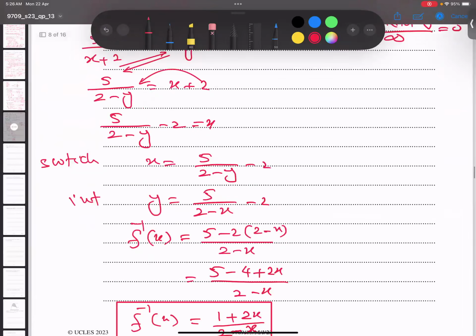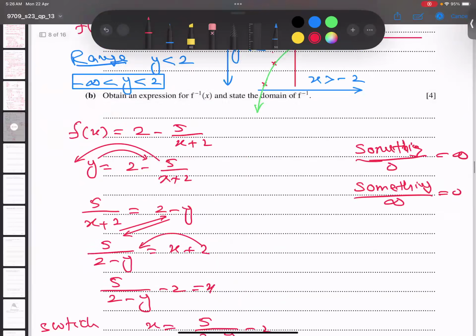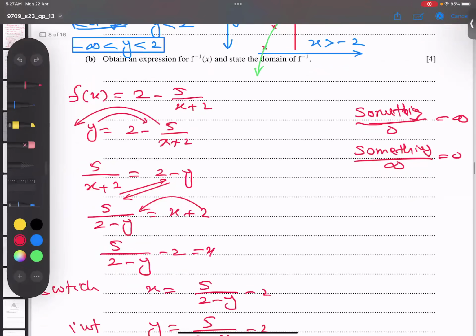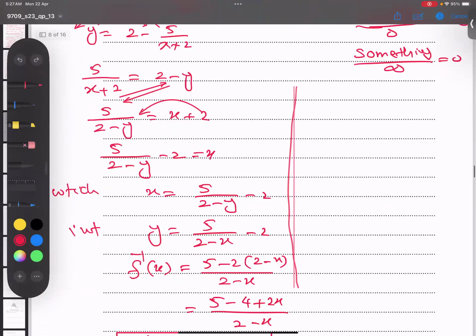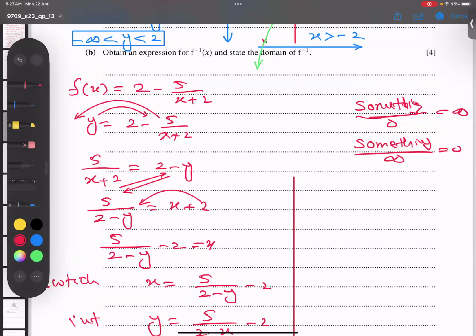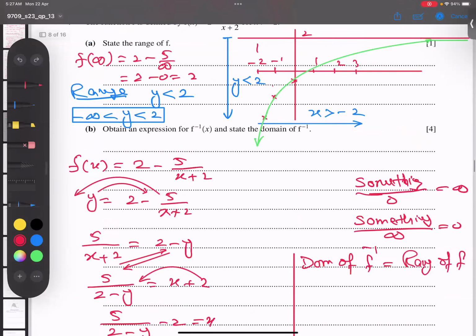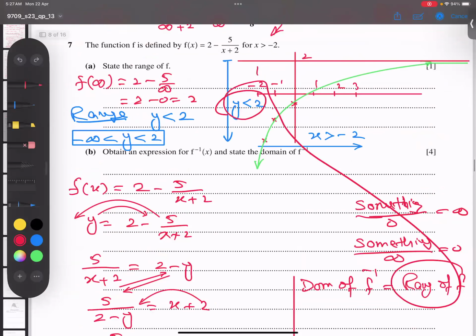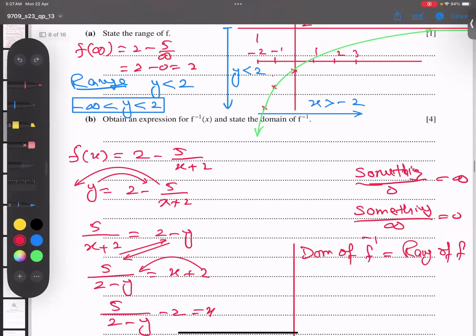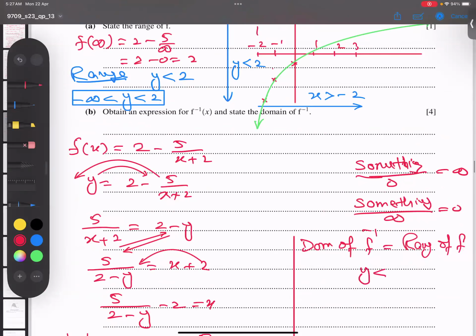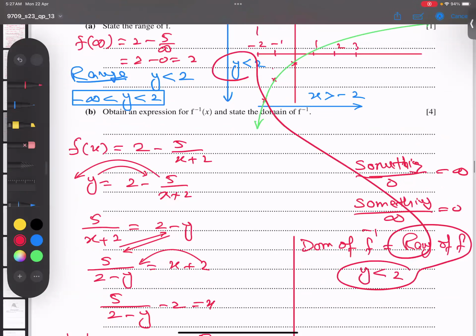At the same time he's asking here the domain of f inverse. Here I want to tell you 2 rules. So I'm telling some extra knowledge here. What is the rule? The domain of f inverse is actually the range of f. The range of the function, I got it, is this. So look, first of all, I'm writing it: y is less than 2 is the range of the function.